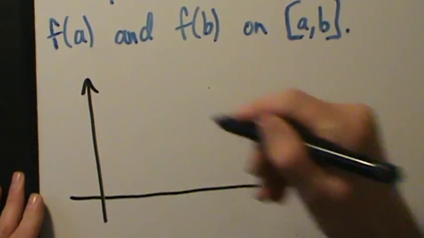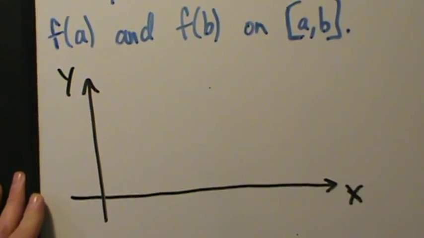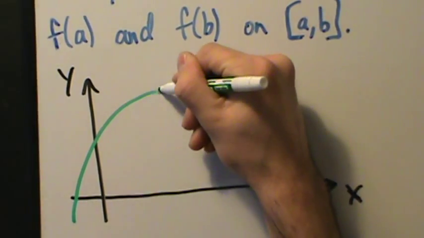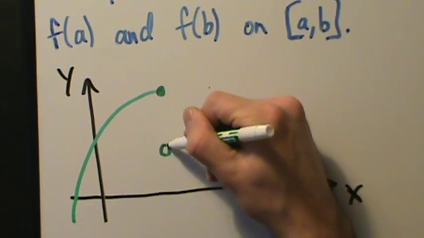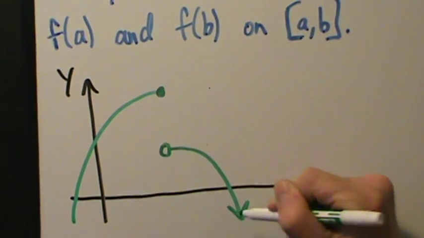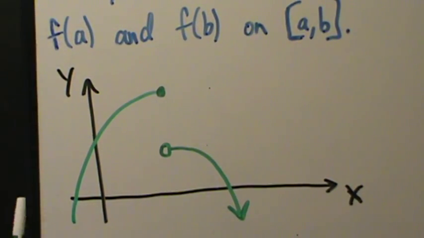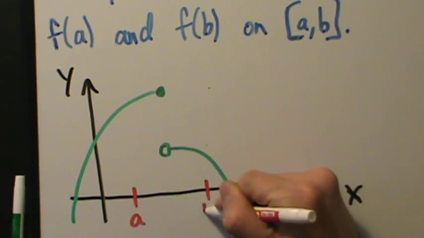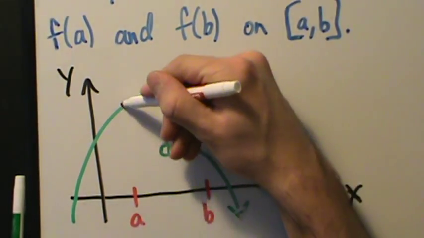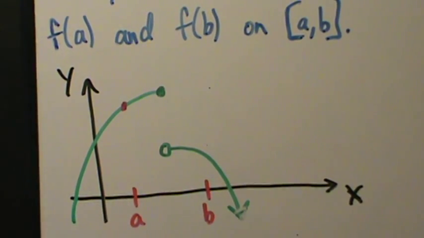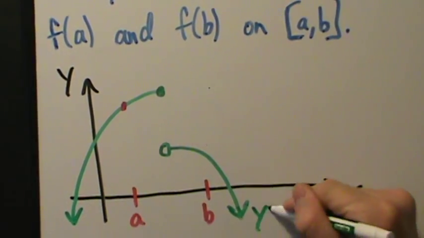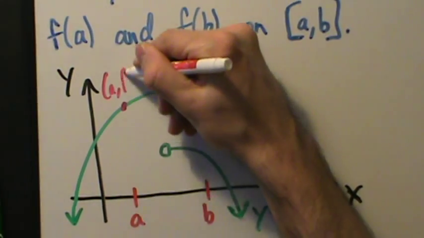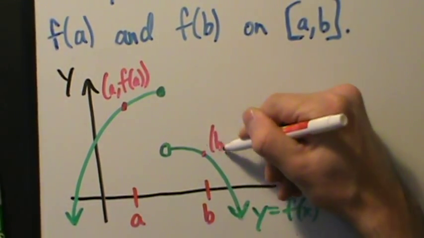Okay, so x-axis, y-axis. So let's see what happens if we have a function kind of something like this. And then let's put a hole right here and then go back down like this. Okay. So let's put A right here, and we'll put B right here. Also, I probably should complete this function here. This is y equals f of x. So this right here is the point A comma f of a. And this right here is the point B comma f of b.